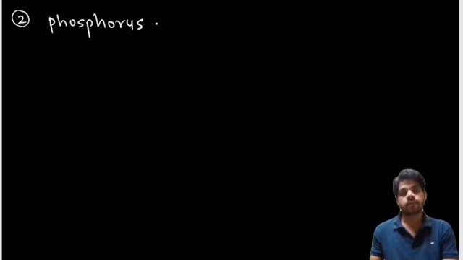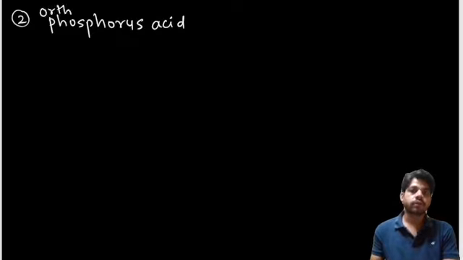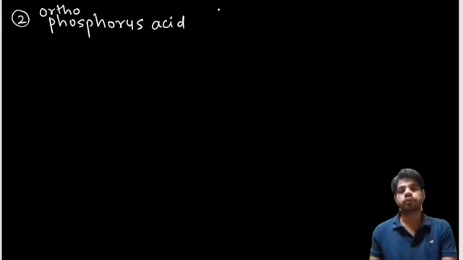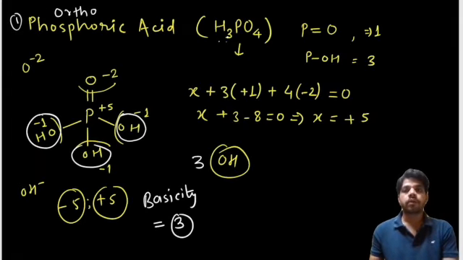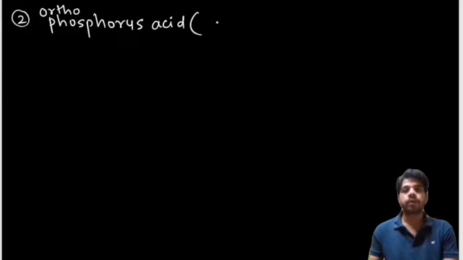Next, we have phosphorus acid. Again, this could be orthophosphorus acid. We can attach ortho as a prefix: orthophosphorus acid or just phosphorus acid. What is the difference between phosphoric and phosphorus? We'll just eliminate one oxygen from this formula. In phosphoric acid, we have H3PO4. Now we'll eliminate one oxygen, so this formula will become H3PO3.